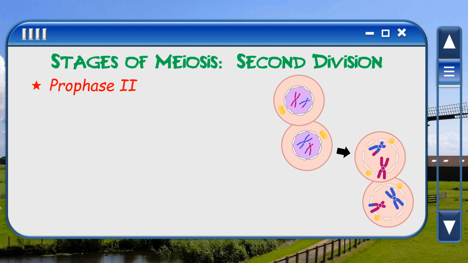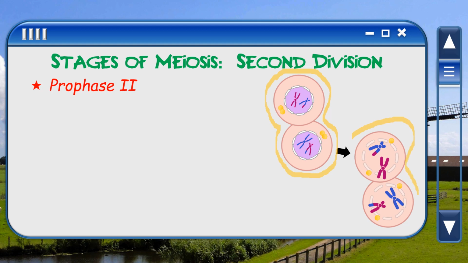In the first meiotic division, it was division of the chromosomes, halving the chromosome number. But now in the second meiotic division, we are just going to separate the sister chromatids. So the second meiotic division is just like mitotic division. We ended the first division with two daughter cells. Now these two daughter cells are going to undergo prophase 2.